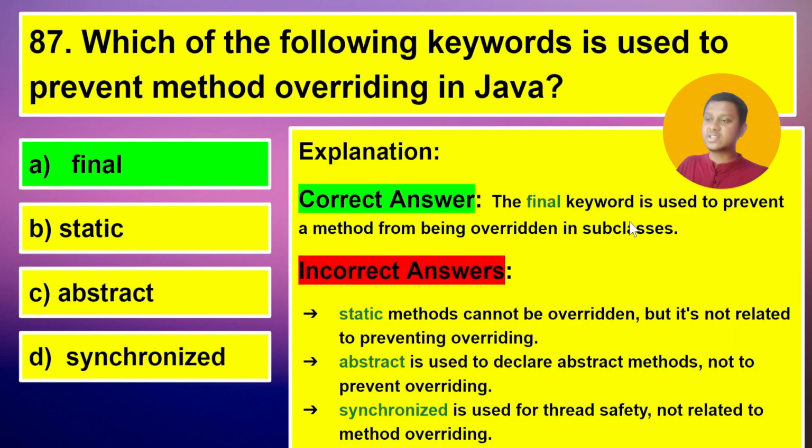So the final keyword is used to prevent a method from being overridden in a subclass. And other options are incorrect because static methods cannot be overridden, but it's not related to preventing overriding. Abstract is used to declare abstract methods.